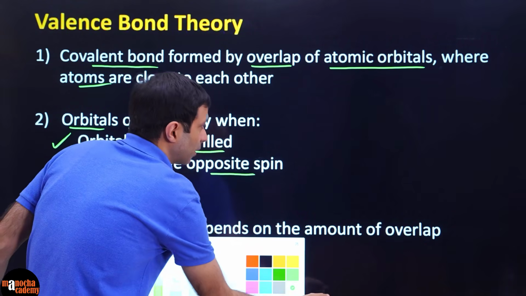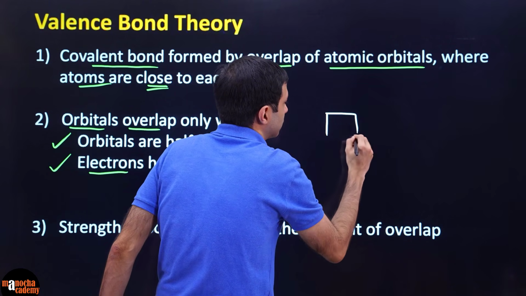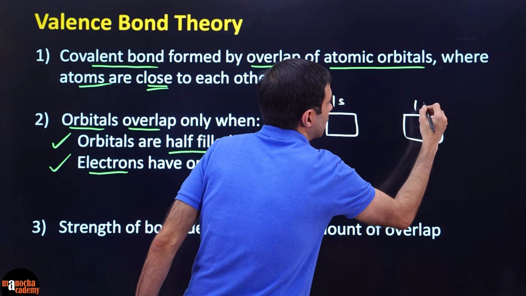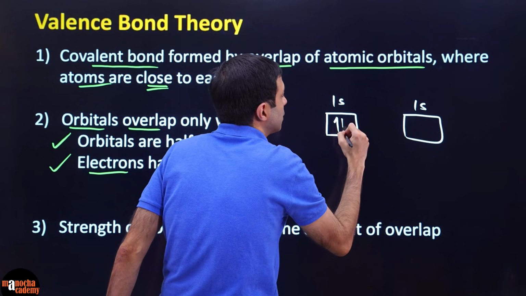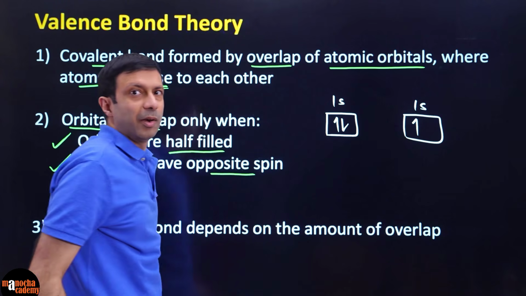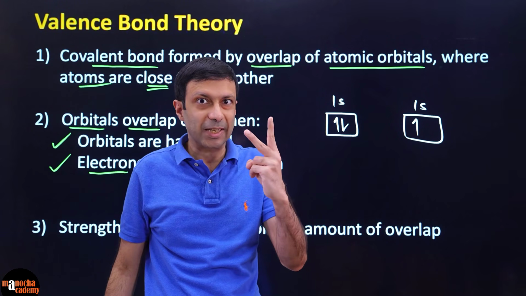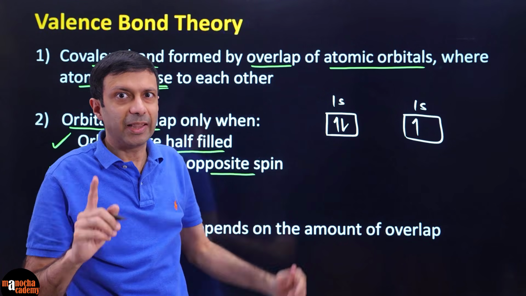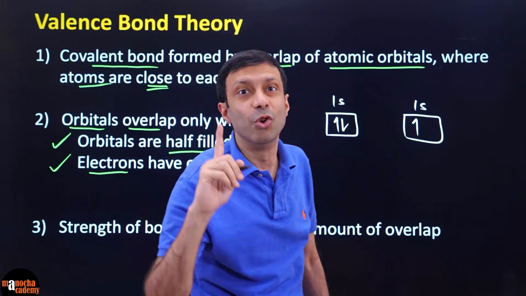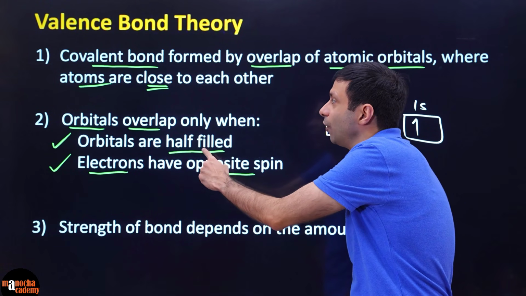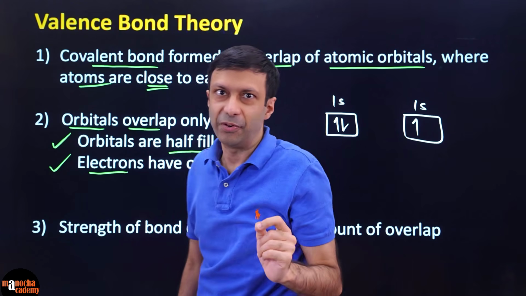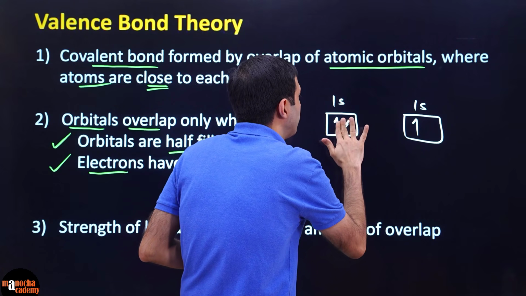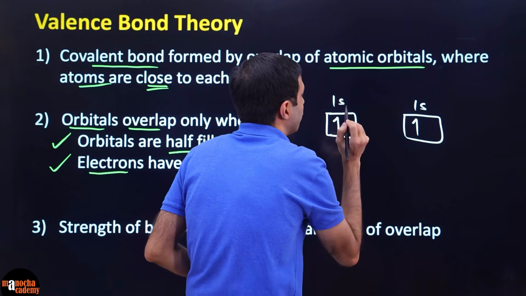Let's say you have two orbitals. Let's say this is a 1s orbital and this is a 1s orbital. Let's say this one has 2 electrons in it and this one has 1 electron. Remember, every orbital can have a maximum of 2 electrons by Pauli's exclusion principle. So if you have these two orbitals, can they overlap each other? The answer is no, because they will overlap only when they are half filled. The electrons should be half filled. So this should not be completely filled. This orbital should be half filled.